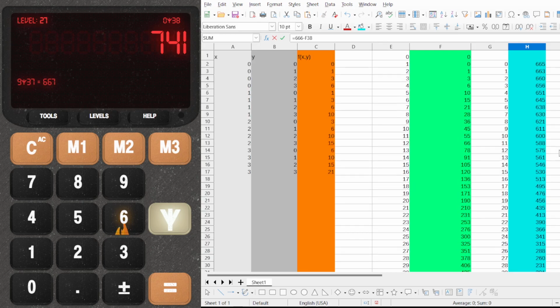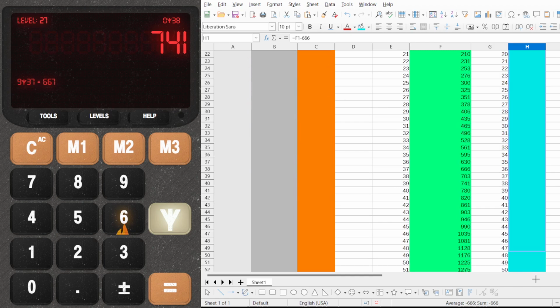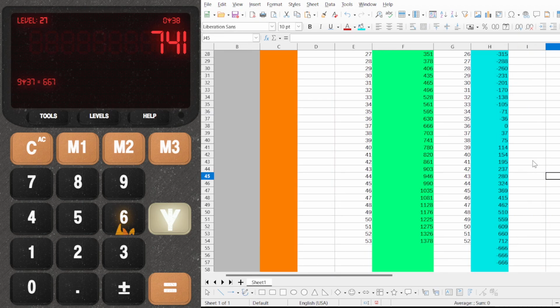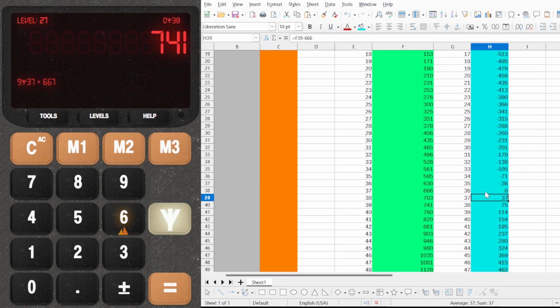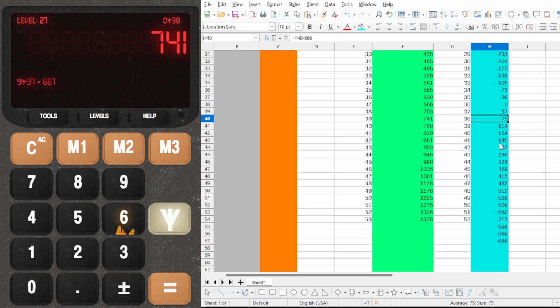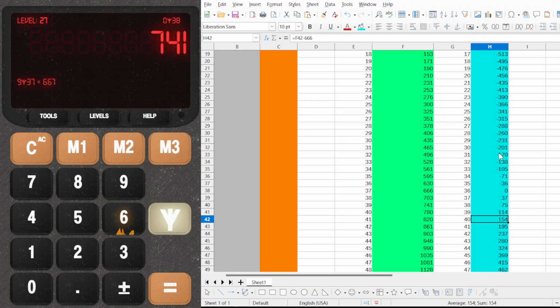No, I think I made a small mistake. We're going to try this one again. So this one equals this right here, minus 666. And we're going to spread this one down again. And we now have a little better stuff. Okay, now it's in the right order. 75 isn't an option. 114 is also not an option. 154 also not quite, but this is almost the thing we can use.